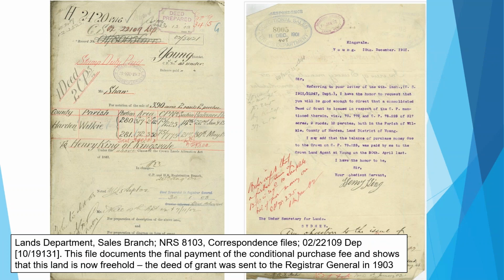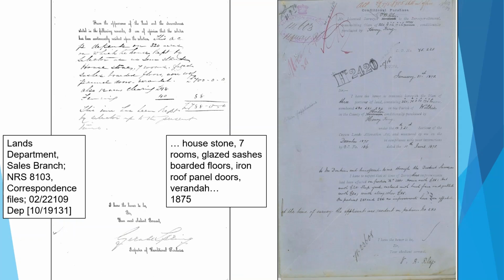And then this is some correspondence that we found in the archives collection about that conditional purchase transaction. The typed page on the right-hand side there is requesting that because he's met all those conditions, the land is now freehold, so could he please have his deed of grant for those two properties? And then the one on the left-hand side is just describing where those lands were in the number terminology that was used by the Lands Department at the time.